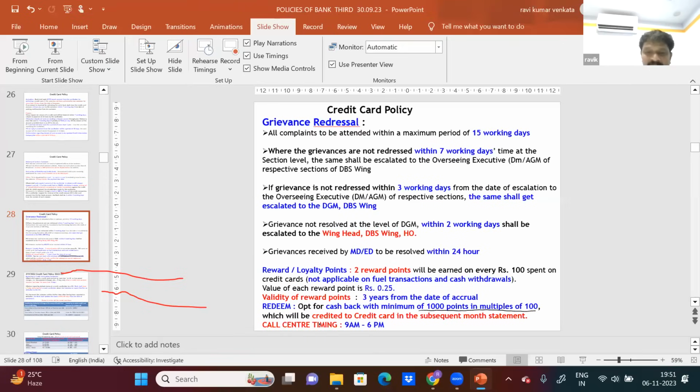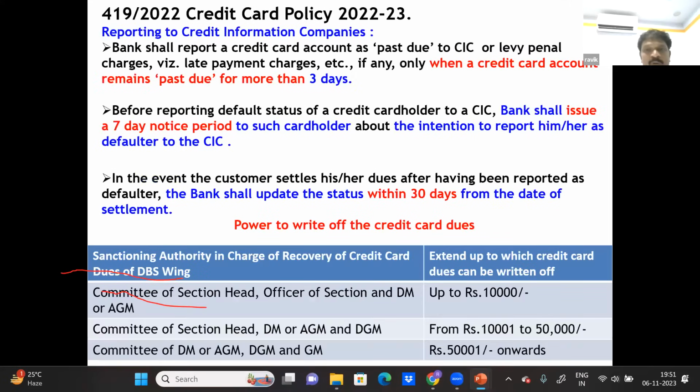And call center timing is 9 a.m. to 6 p.m. for credit card. 9 a.m. to 6 p.m. Okay. Now, reporting of credit cards, information companies.